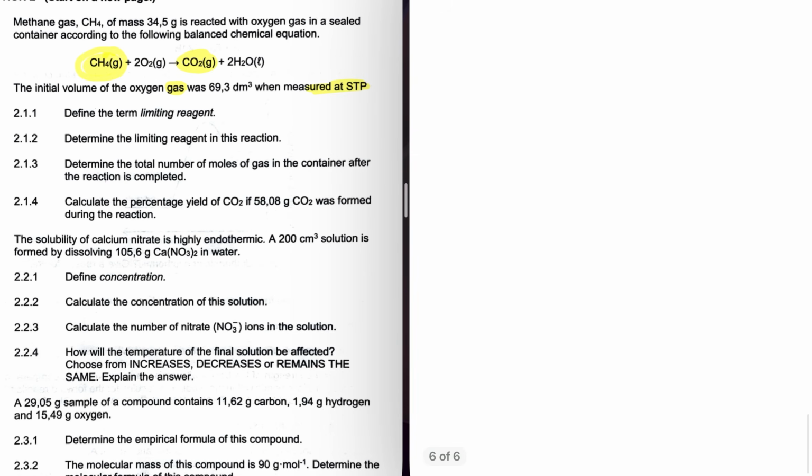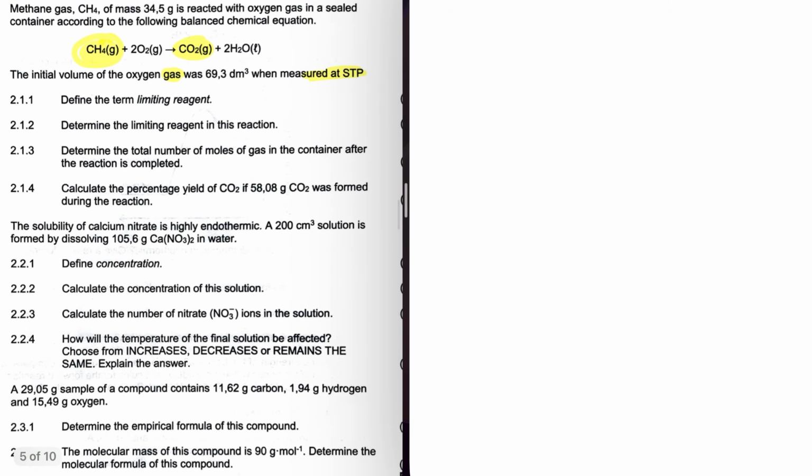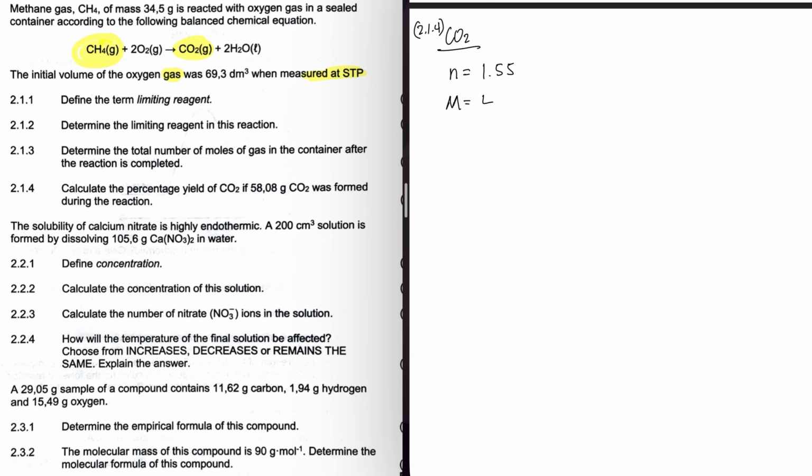Now let's take a look at question 2.1.4. Calculate the percentage yield of CO2 if 58.08 grams of CO2 was formed during the reaction. So let's take a look at the amount of CO2 formed. The amount of CO2 formed, we just worked out as 1.55 moles. So for the CO2, this is question 2.1.4. Number of moles is 1.55. We know the molar mass is 44. We can calculate the mass.